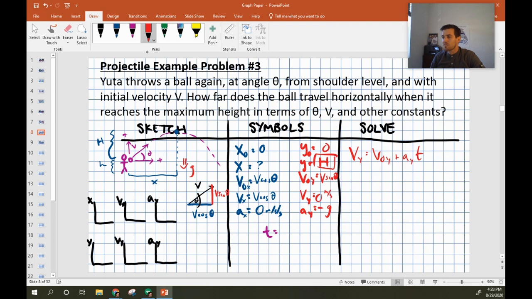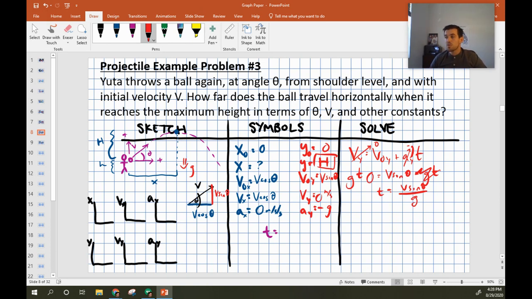So let's just plug in everything I know. This is going to be 0. That's going to go to g. This is going to go to v sine theta. So let's plug those variables in. 0 equals, it's going to go to negative g, v sine theta minus g t. And I can add g t to both sides, that would put g t over on this side, divide both sides by g, and I get time equals v sine theta over g.